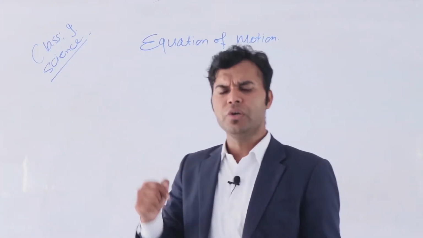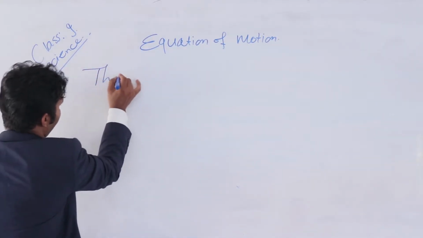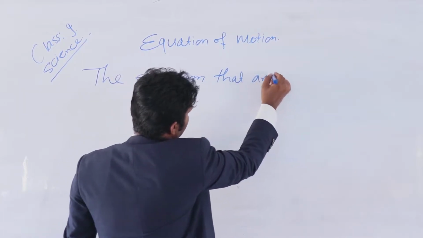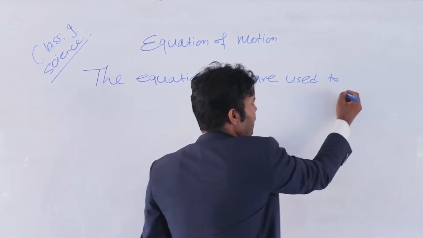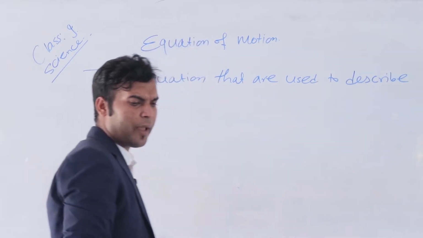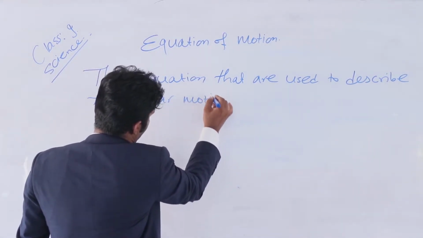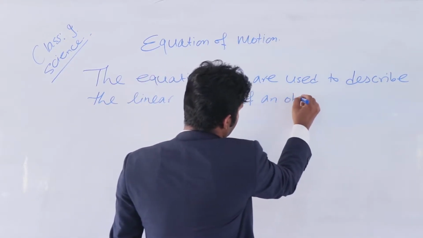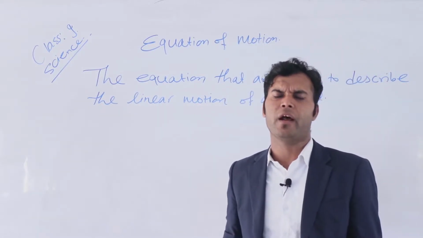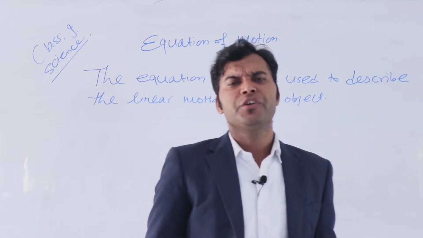The equations that are used to describe the linear motion of an object are called the equations of motion. In your previous class, you learned about it.